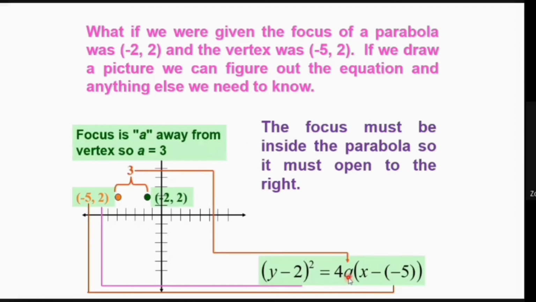Ayan po. Okay, so substituting that value, we will get the quantity y minus 2 squared equals 4 times 3. Yung 3 ay yung a, times the quantity x minus negative 5. Yung negative 5 is yung h, yung positive 2 is yung k. Okay, simplifying this one, we will get y minus 2 squared equals 12 times the quantity x plus 5. Yung minus negative 5, naging x plus 5 na siya. Okay?